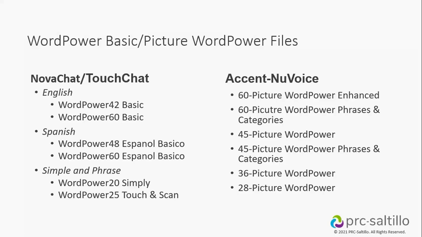So the simpler programs that are phrase-based are for Saltillo or for NovaChat, TouchChat is WordPower 20 Simply and WordPower 25 Touch and Scan. And then a couple of years ago, I did the 36 picture WordPower and 28 picture WordPower for the Accent. So these files with fewer cells are for people that may have vision problems. They may need fewer larger cells because of cognitive issues or because of access issues. So sometimes people might access these programs via scanning, or they might use eye gaze.